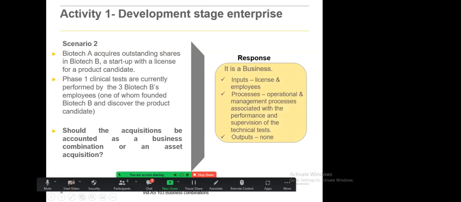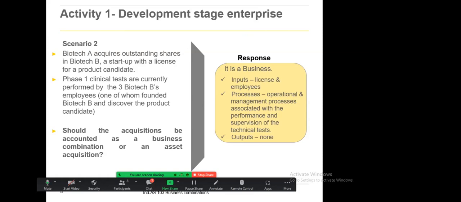Next, if we change the scenario, Biotech A acquires outstanding shares in Biotech B, a startup with a license for a product candidate. Phase 1 clinical trials are currently performed by 3 Biotech B employees. So that means now we have the input also, but we do not have the output yet. We have a process also, one of whom founded Biotech B and discovered the product candidate. So should the acquisition be accounted for as a business combination or an asset acquisition? Here it will be accounted for as a business.